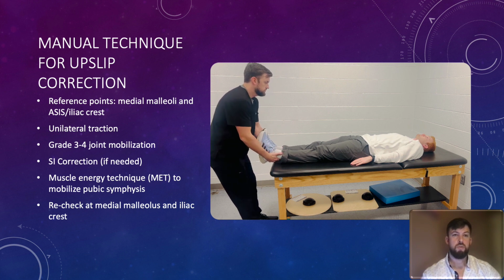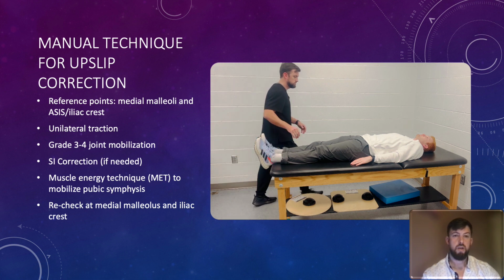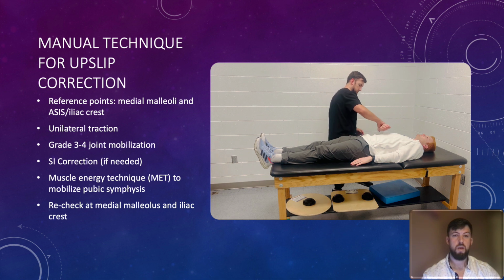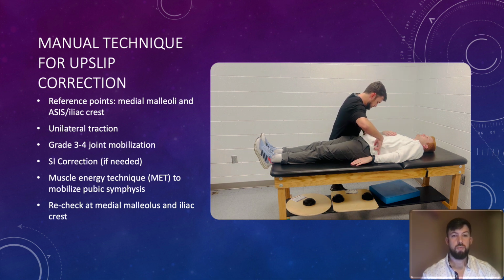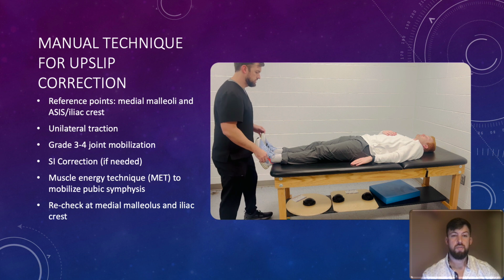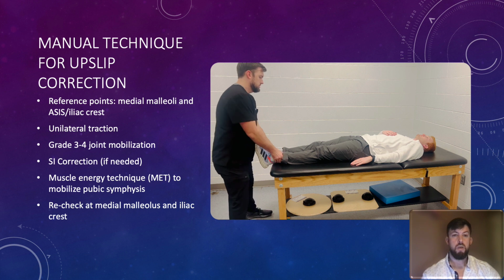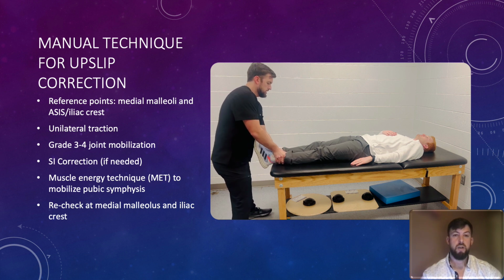So our reference points are going to be both medial malleoli and the iliac crest and ASIS. Right now I'm checking the medial malleoli to give me a reference point to know what to look for when I go up to the hip. So I noticed that he's got a shorter leg length on the left side, so I go check the hips. He also has an elevated left hip. So he presents with a left pelvic upslip.